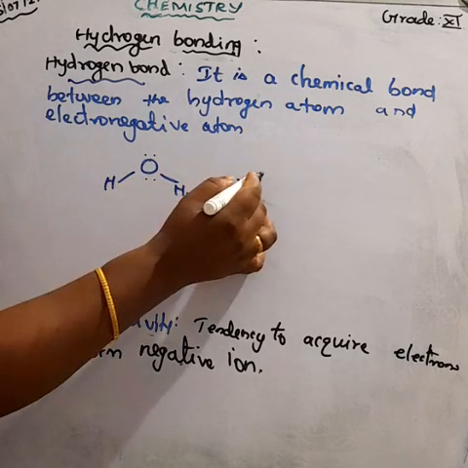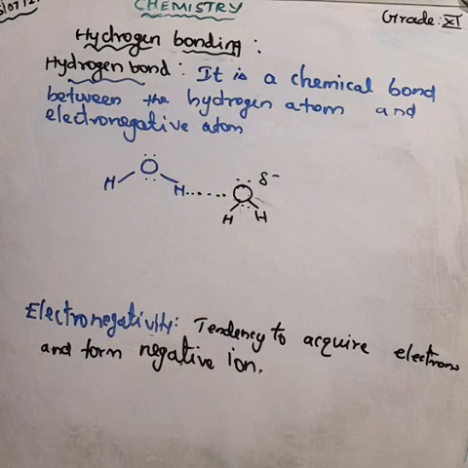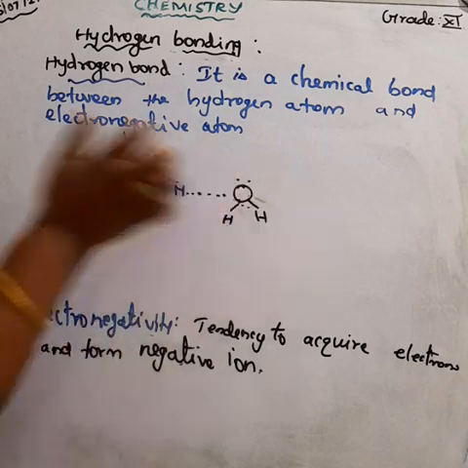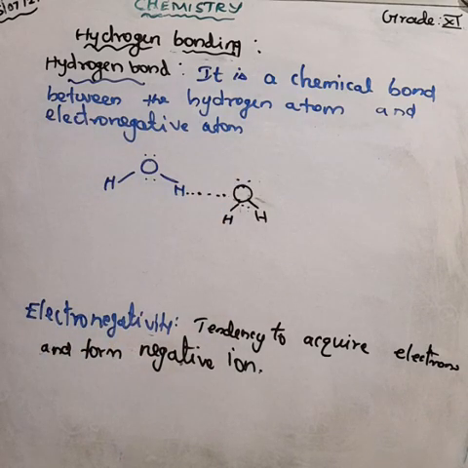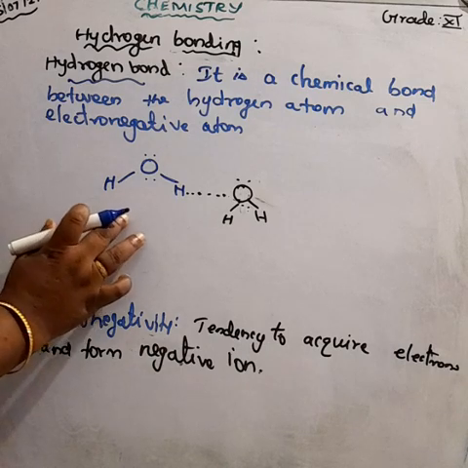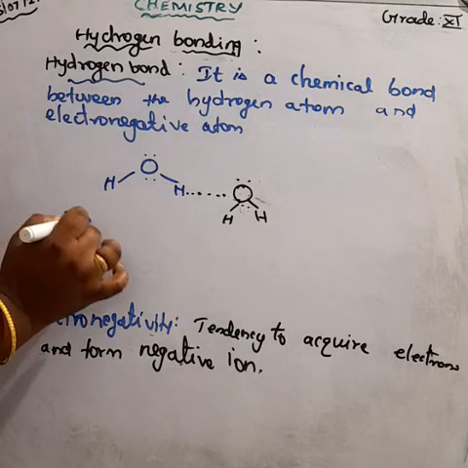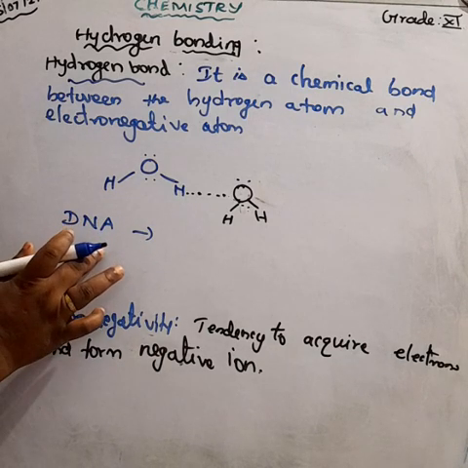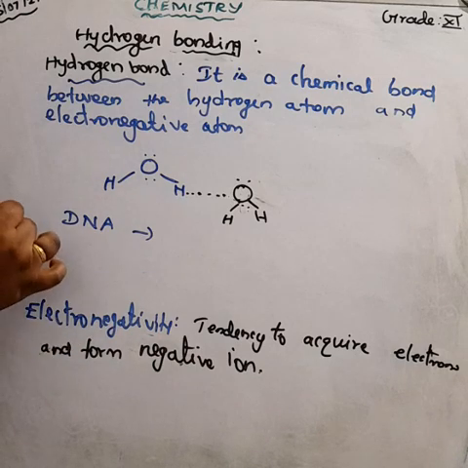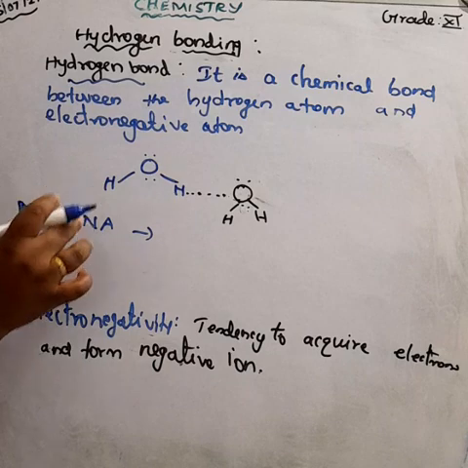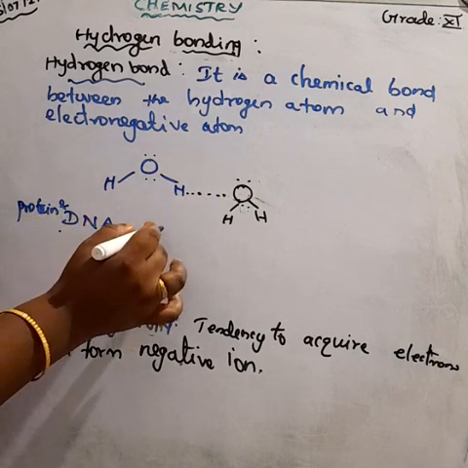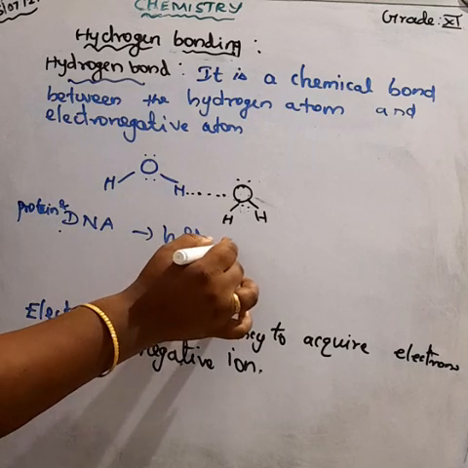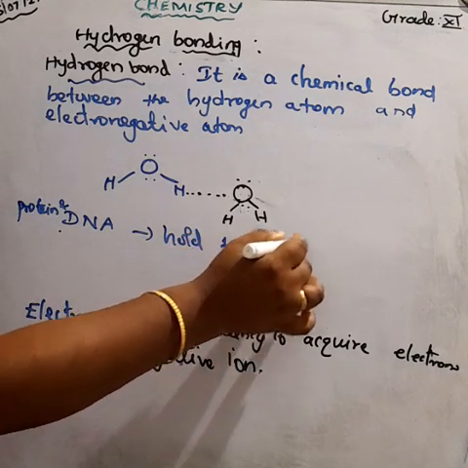The hydrogen bond is one of the most important natural phenomena occurring in chemical and biological science. These interactions play a major role in the structure of protein and DNA. In the case of DNA, hydrogen bonding holds together the two helical nucleic acid chains.